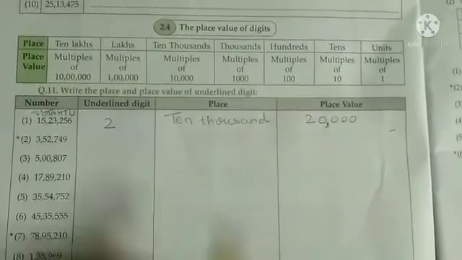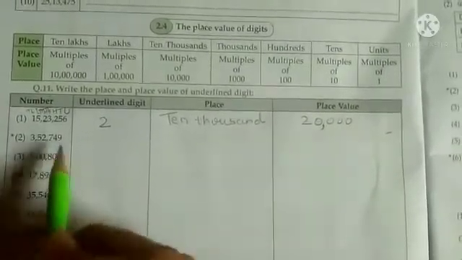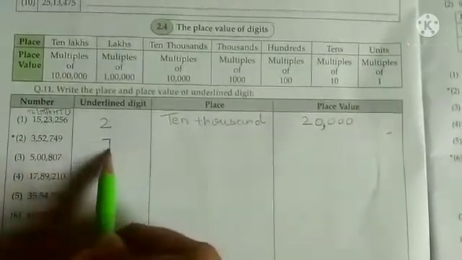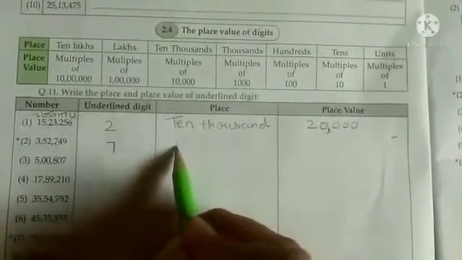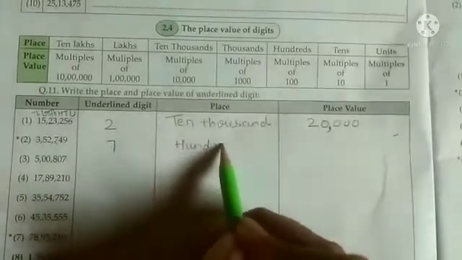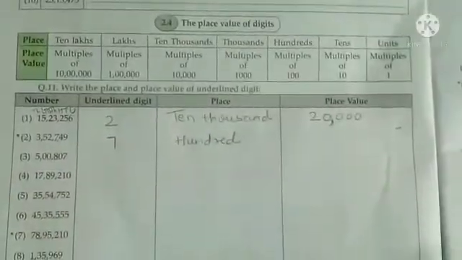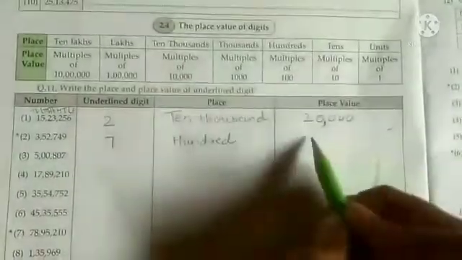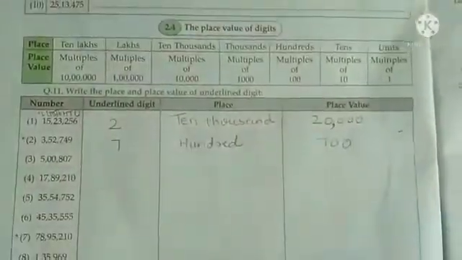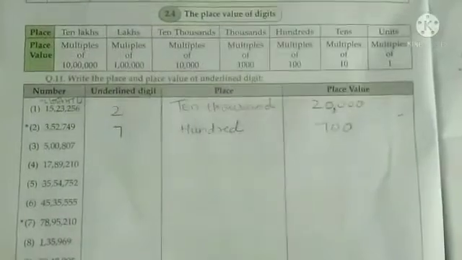Now the next one. Here the underlined digit is 7. Now 7 is in which place? 7 is in 100 place. So here you will write down 100. Clear? And what is the place value of that 7? That is 700. Clear, students, how you will do?